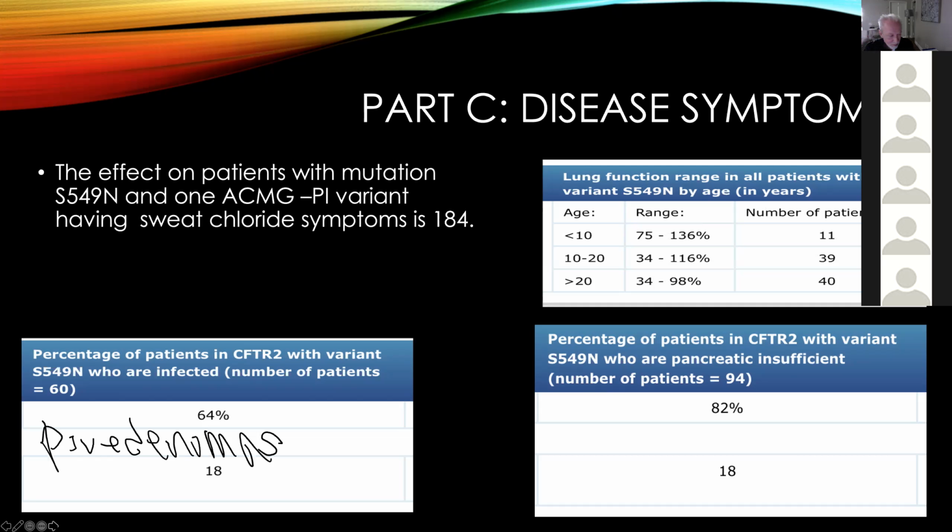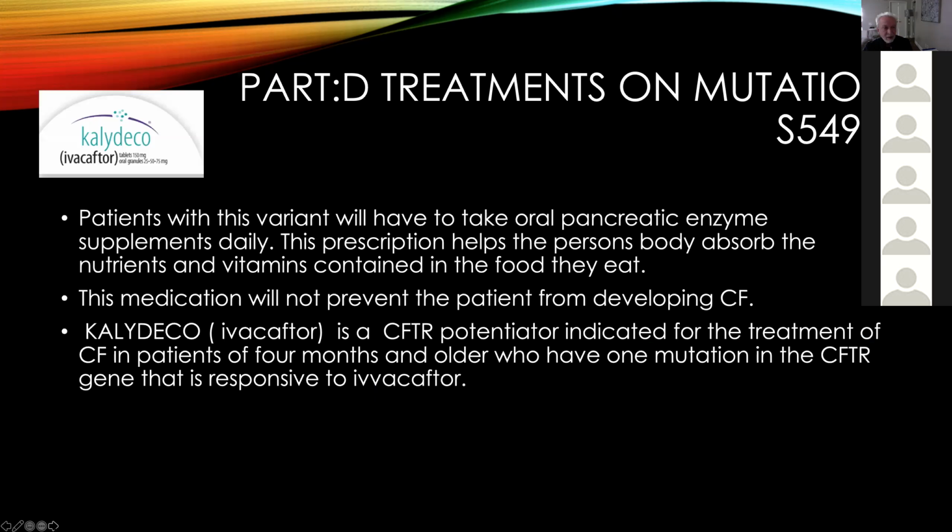Next, Professor. Treatments on mutation S549N. Patients with this variant will have to take oral pancreatic enzyme supplements daily. This prescription helps the person's body absorb the nutrients and vitamins contained in the food they eat. This medication will not prevent the patient from developing cystic fibrosis. And the medication is called Kalydeco. It's a potentiator indicated for the treatment of cystic fibrosis in patients 4 months or older who have one mutation in the CFTR gene that is responsive to this medication, Kalydeco or ivacaftor. And that's it.